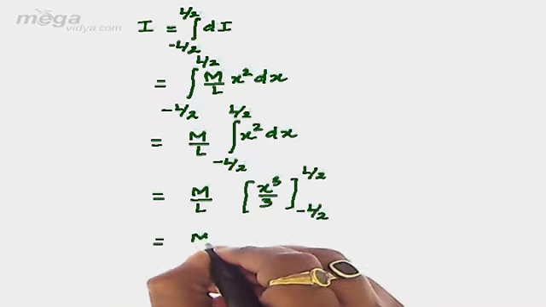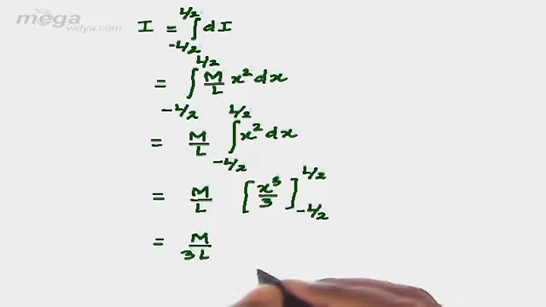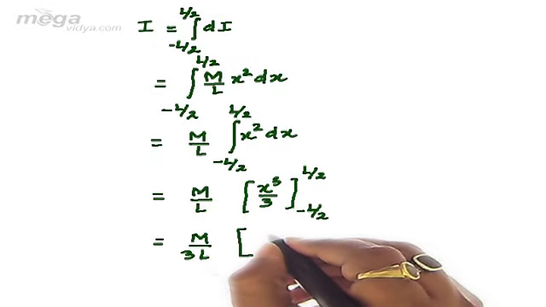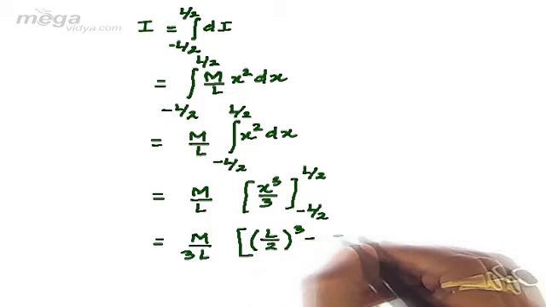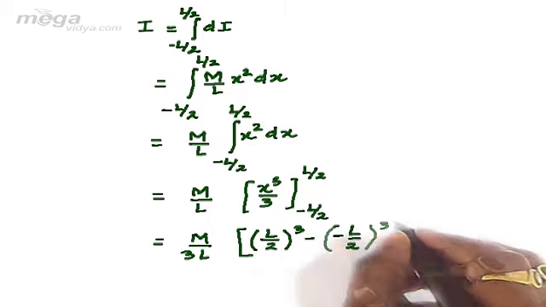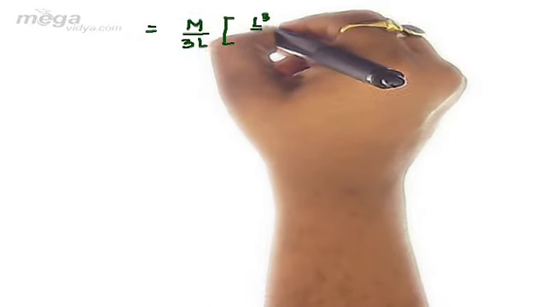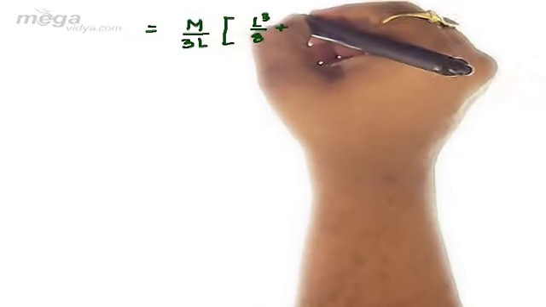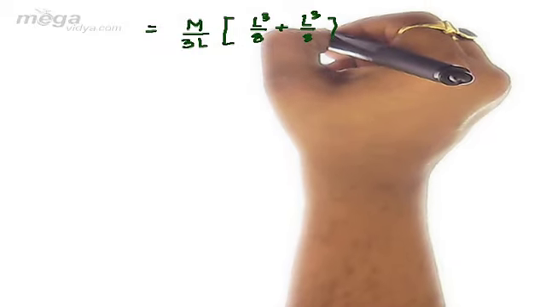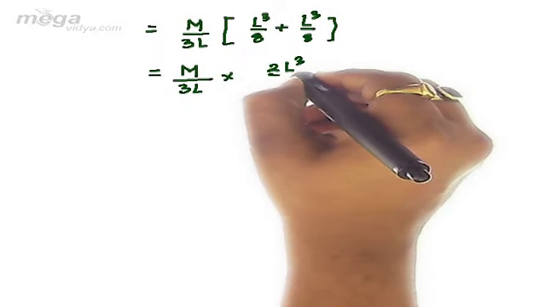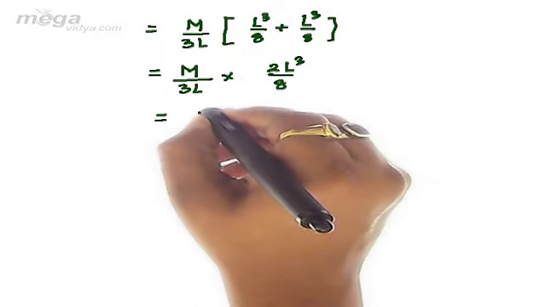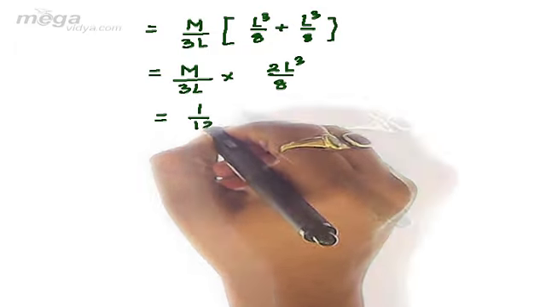So it will come out to be equal to M upon 3L. Putting the limits, it will be L by 2 whole cube minus minus L by 2 whole cube, which will be equal to L cube upon 8 plus L cube upon 8, which will be equal to M upon 3L multiplied by 2L cube upon 8, which will be equal to 1 upon 12 ML square.